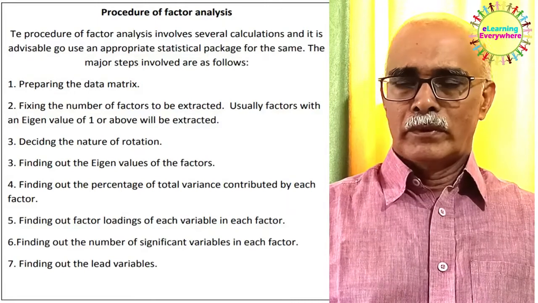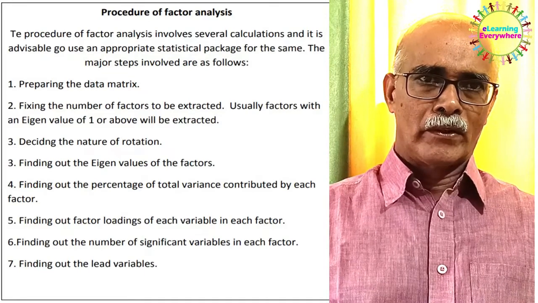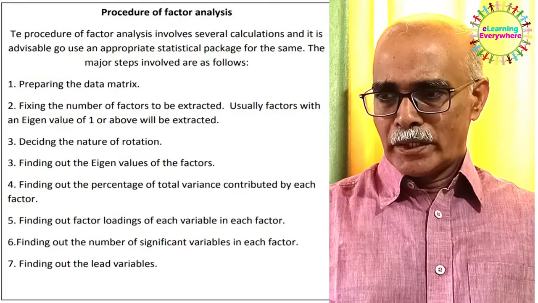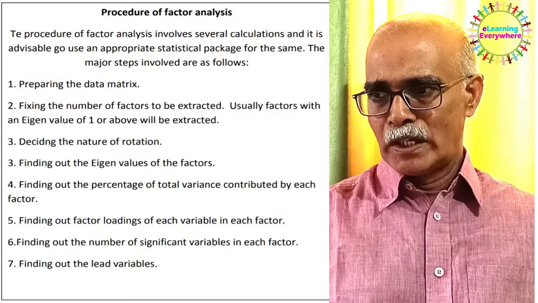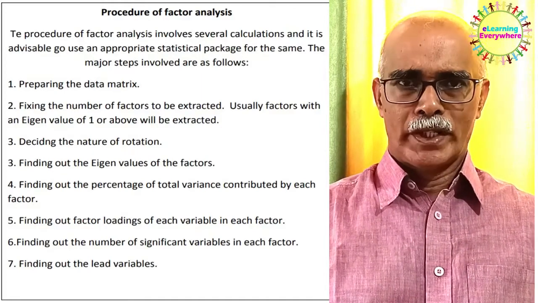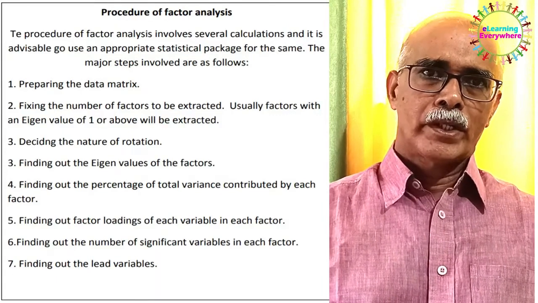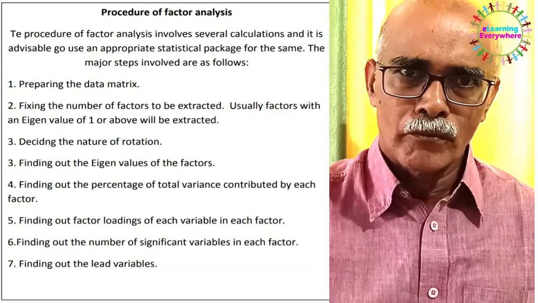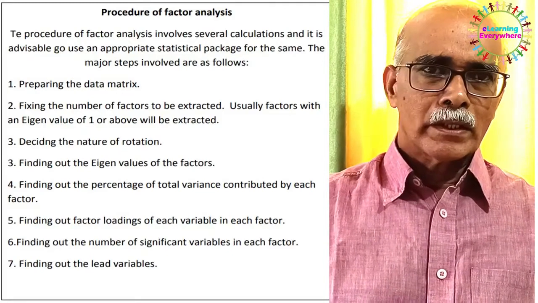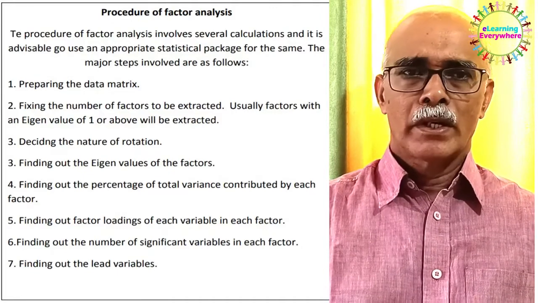And then you have to decide the nature of rotation, whether you are going to use a rotated data or an unrotated factor matrix. And then the next step is finding out the eigenvalues of the factors. The number of factors is limited in such a way that the last factor is also having a minimum eigenvalue of 1. Then the next step is finding out the percentage of total variance.